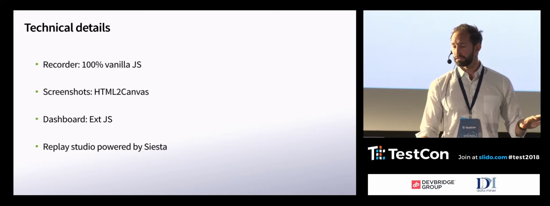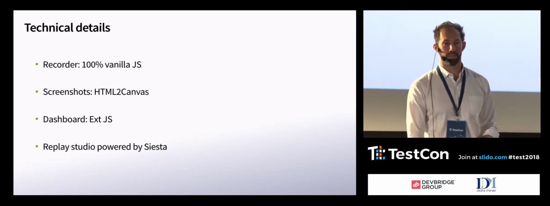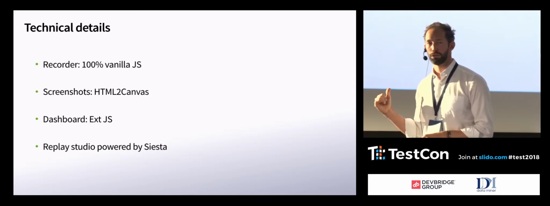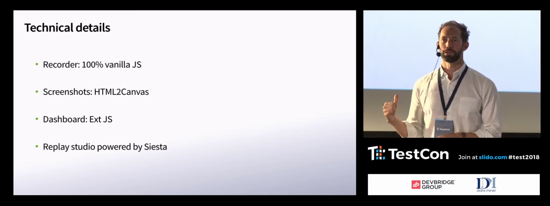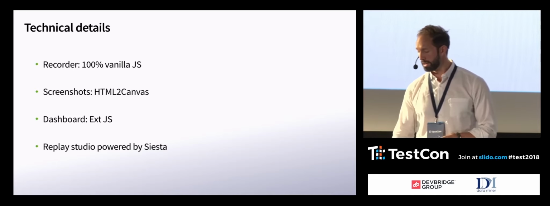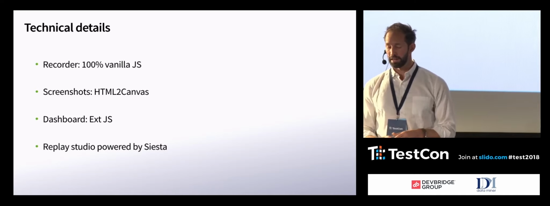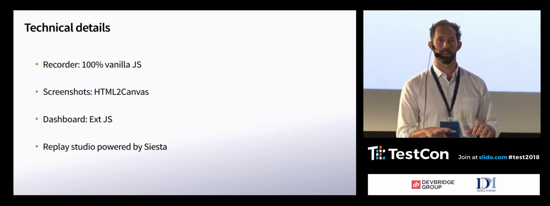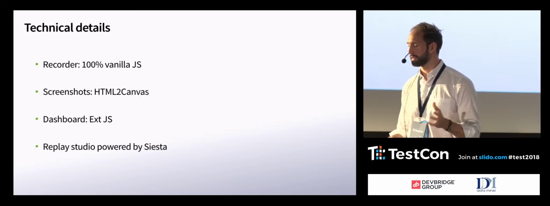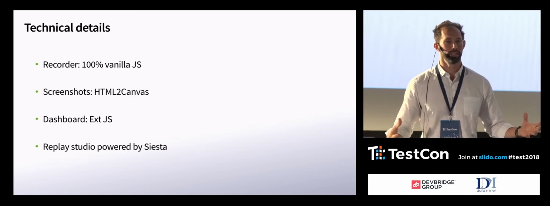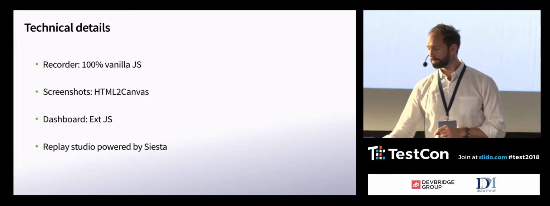A bit about the technical stuff. It's all vanilla JavaScript. There's no voodoo or black magic here. Screenshots are made by a really cool open source tool called HTML to Canvas, which takes pretty good screenshots of the page. The dashboard is made with ExtJS. The Replay Studio, where we replay the report, is made by Siesta. So it's all just bits and pieces of different JavaScript projects put into something big.